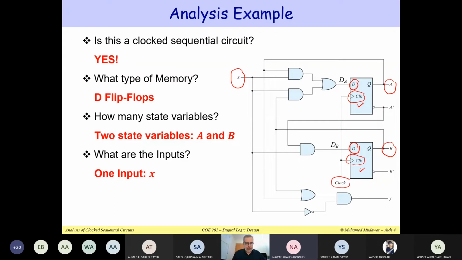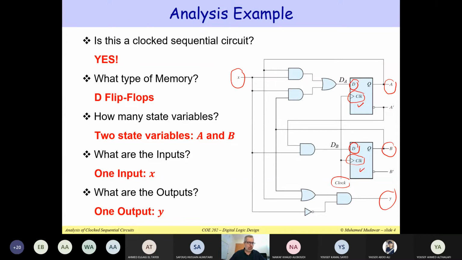What are the outputs? Y. A and B. Y. Yeah, Y. Now you can actually see that A and B are state variables, and sometimes we use the state variables also as outputs. But really in this circuit, we only have one output, Y. But sometimes we can use the output of a flip-flop as also the output of a sequential circuit. That also is possible.